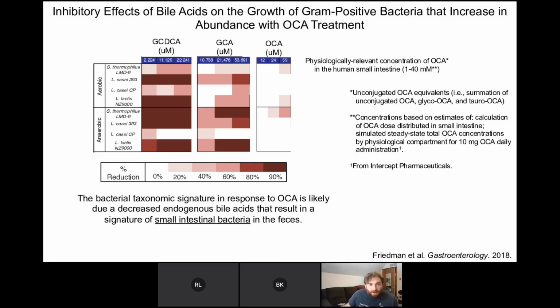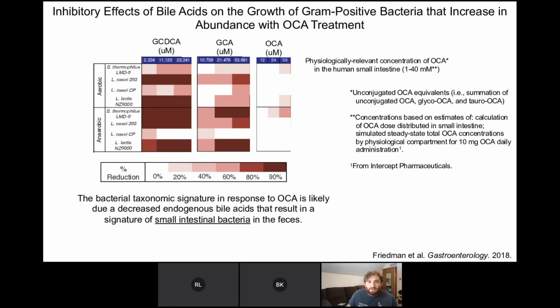And so just to orient you here, we're looking at percent reduction in bacterial growth, where a darker, redder color indicates more inhibition. And in general, what you see is that these endogenous bile acids have significant inhibitory effects on most of these organisms, while the drug obeticholic acid does not. And these were both run at what we observed to be physiologically relevant levels in the human small intestine. So this again strengthened our hypothesis that the bacterial taxonomic signature in response to OCA was likely due to decreased endogenous bile acids that result in a signature of small intestinal bacteria in the feces.